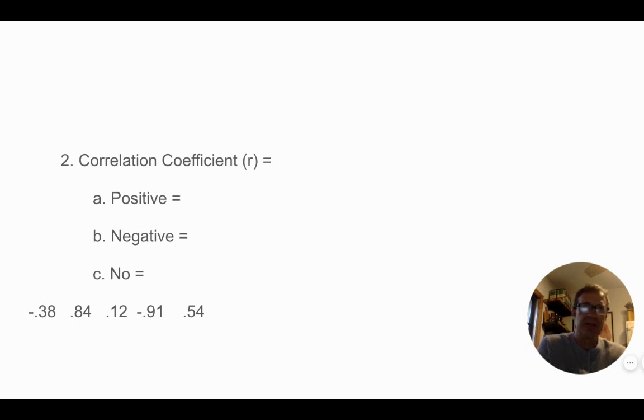So a +1 is a perfect relationship. A -1 is a perfect relationship. A 0 is a perfect no relationship. Okay, so you're rarely going to see those numbers. So a positive correlation coefficient is closer to +1. So it's right next to the equal sign, closer to a +1. A negative relationship or correlation is closer to a -1. And a no correlation is closer to 0.